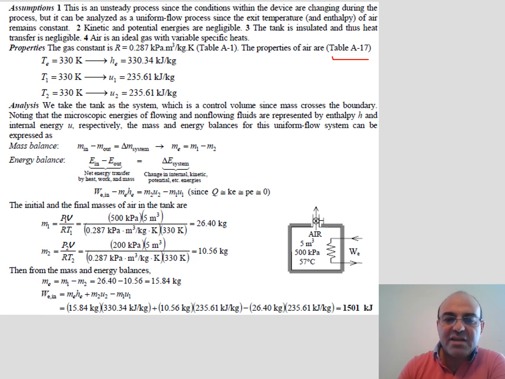We need to write them down. And the tank is insulated. There is no heat transfer. And air is ideal gas. And we're going to use exact solution, variable specific heats. If the problem tells you to use constant specific heats, then you can use delta H equal to, or delta U equal to C delta T. Otherwise, you would need to use the A17 table, which is the exact properties table.